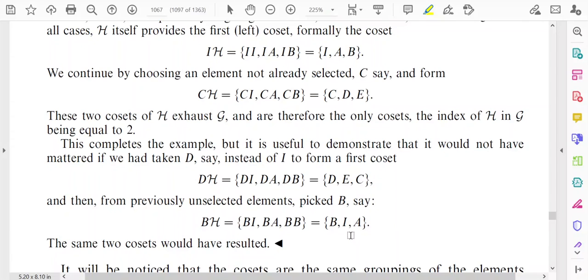Another thing to note is that in this way we can also calculate the two cosets, and the elements of the two cosets are almost the same, because here it is I, A, B and there it is B, I, A, but the elements are the same. And here it is C, D, E and there D, E, C, but the elements of the two cosets are again the same. So the same two cosets would have resulted.